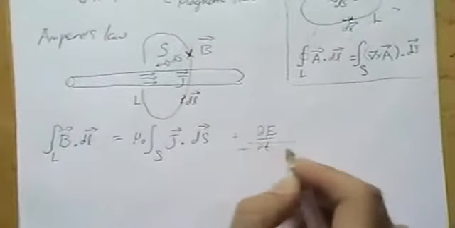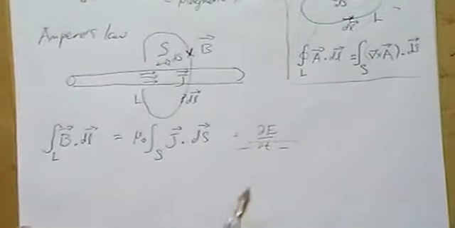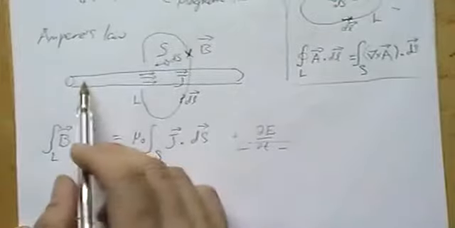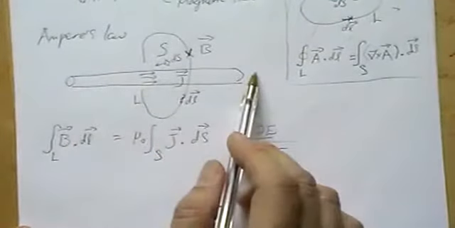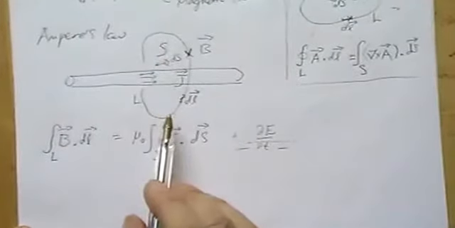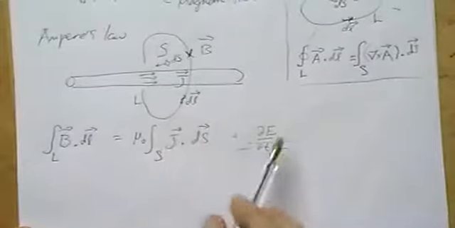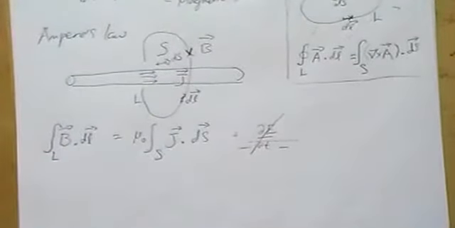Alright, and with some other symbols around it. But I'm going to assume that in this example, there is only a straight conductor with no capacitor in between. So therefore, that's just 0 in this case.